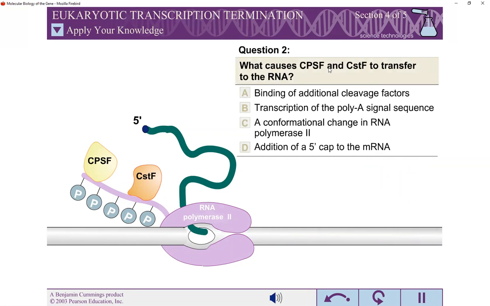what causes CPSF and CSTF to transfer to the RNA? How are CPSF and CSTF being transferred to the RNA molecule? Now, binding of additional cleavage factors causes their transfer to the RNA molecule.